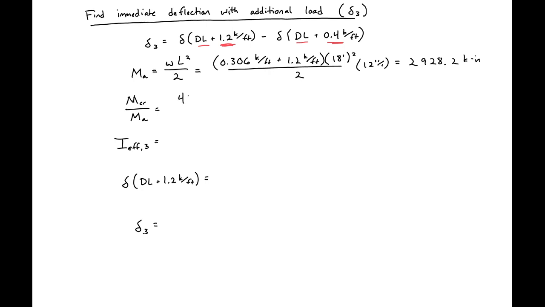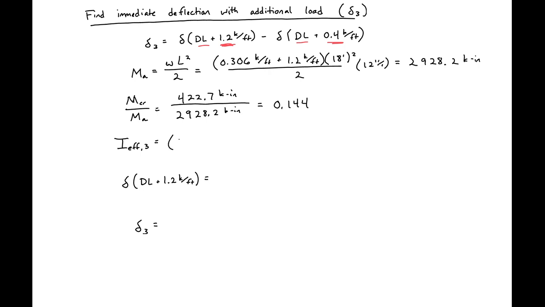We'll then find our M crack over M a. So 422.7 kip-inches divided by 2,928.2 kip-inches is going to give us a ratio of 0.144.